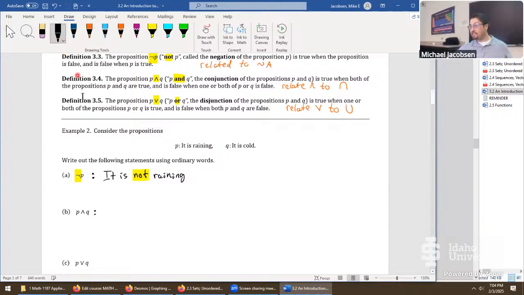Okay, let's try this out again. How would y'all read out this statement in ordinary words? Any volunteers to just say this out? Absolutely. The statement was, it is raining and it is cold.